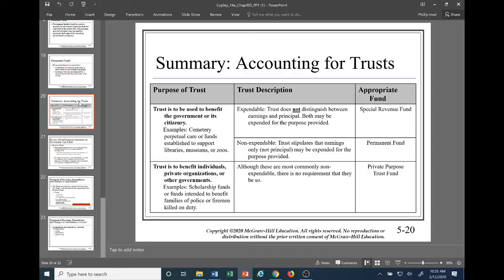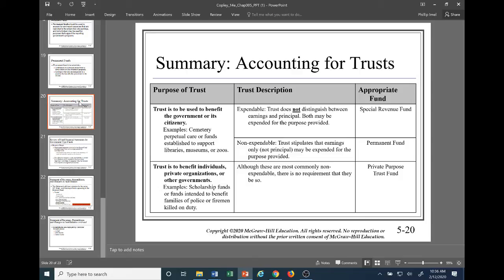The principal. Only interest can be, right? If it's expendable and there's no difference between interest and principal, what type of fund are we going to use? Special revenue, because both special revenue and permanent are governmental funds, and it's to benefit the citizens and the government, right? So we know it stays within those funds, right? And the trust description is then to tell us the appropriate fund within the governmental funds, whether it's special revenue or permanent, right? Pretty simple, makes sense.